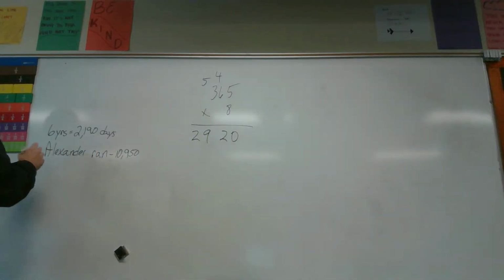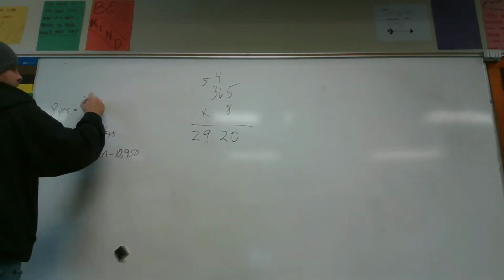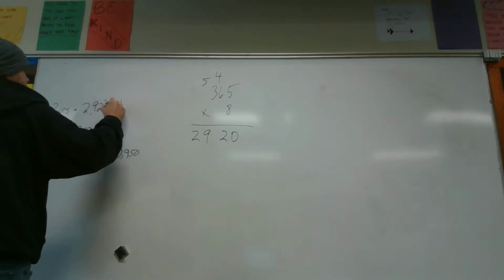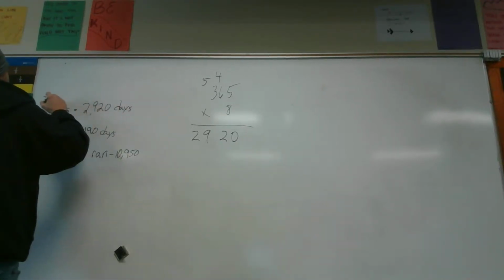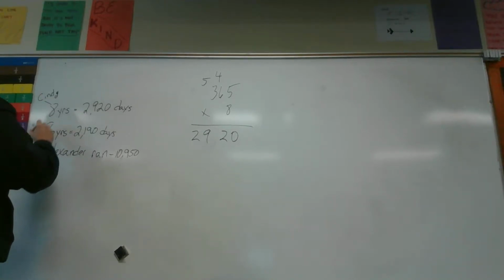2,920 days. So what is that? 8 years equals 2,920 days. Can we correct this on our paper? Yes. And this is Cindy. And this here is Alexander.